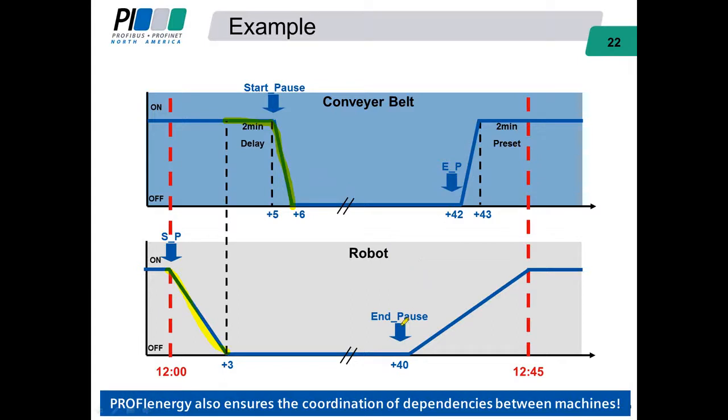Before it's time for the break to end, we know that it takes 5 minutes to bring the robot up to speed, so we start it 5 minutes before. We know that it takes 1 minute for the conveyor to start, and it has to be on 2 minutes before the robot, so we can do that with this profile.